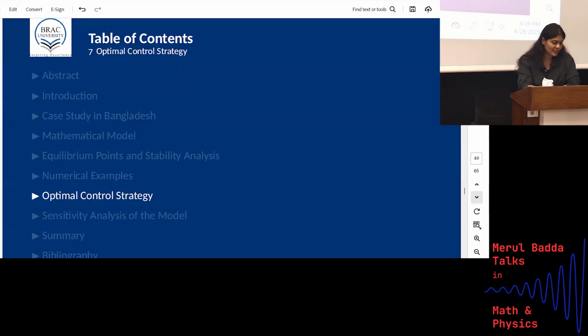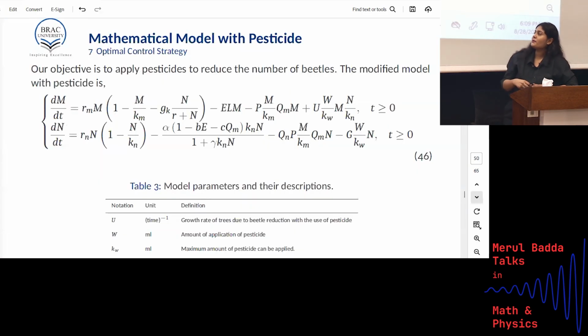That's why there can be some oscillation in the dynamics of our beetle population. Then the optimal control strategy. Our objective is to manage the beetle attack in our forest so that we can manage our forest ecosystem.